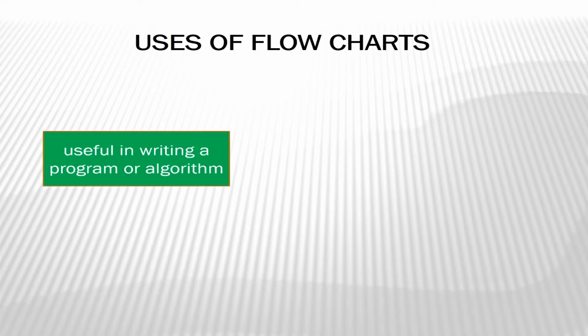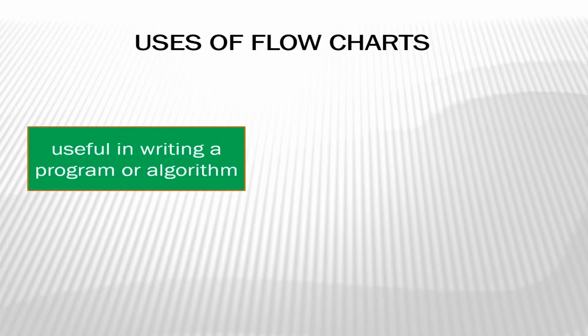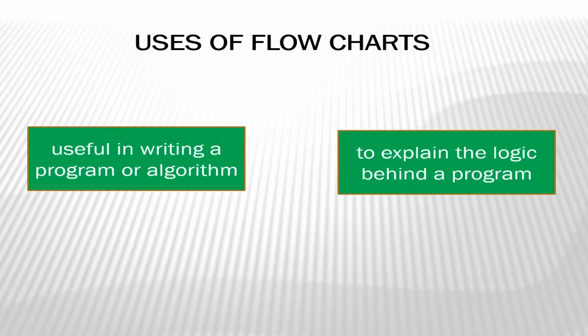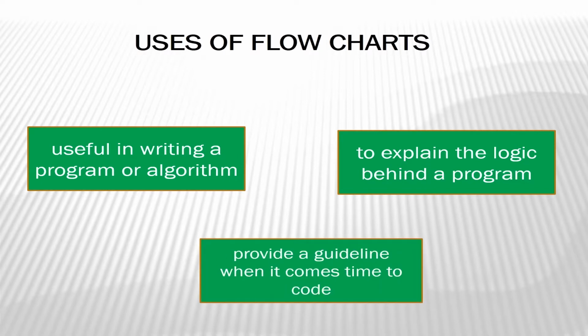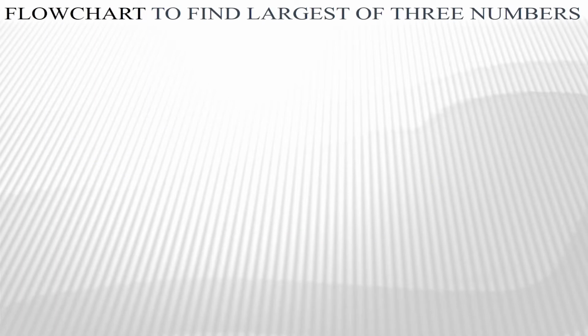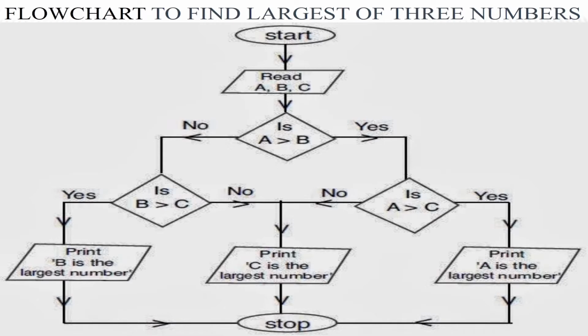Flowcharts are used when writing a program or an algorithm to explain the logic behind it and to provide a guideline when it comes time to code. An example of a flowchart to find the largest of three numbers. Start first of all by reading three numbers, for example, A, B, and C.